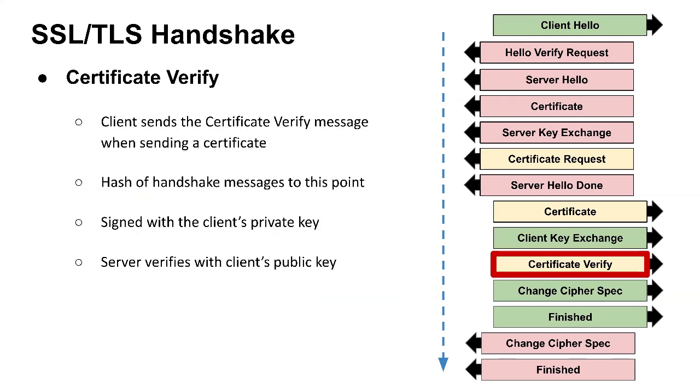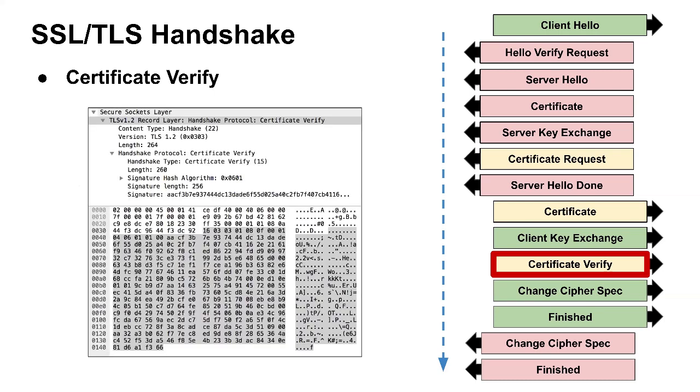The certificate verify message is sent from the client. It's essentially a hash of the handshake messages up to this point, and it's only sent if the client has sent the certificate message. It's signed with the client's private key, which allows the server to verify that the certificate matches the private key that the client is holding. This is what the certificate verify message looks like in Wireshark.